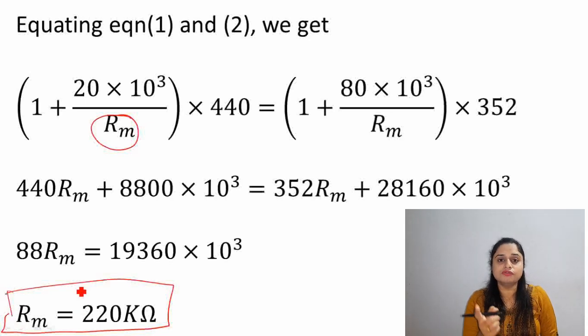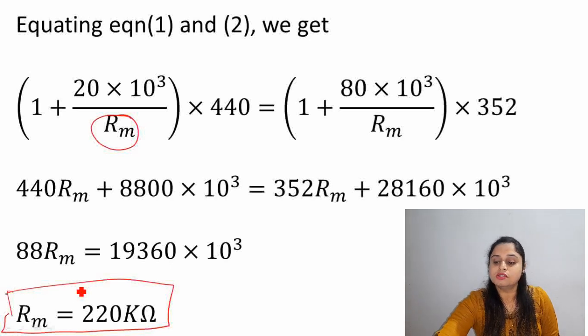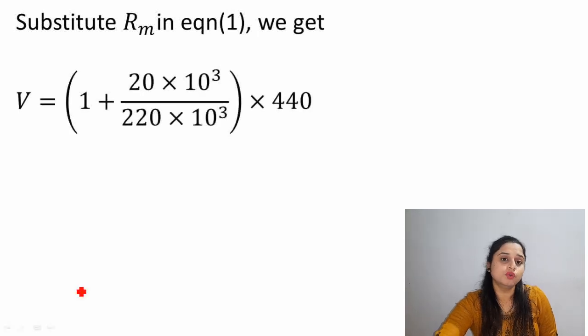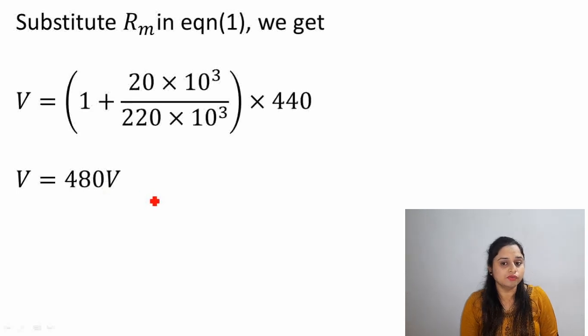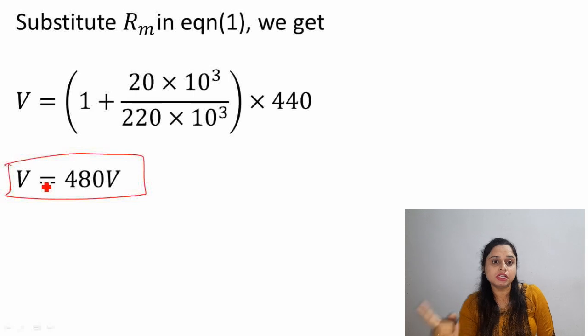Now substitute the value of this Rm in equation number 1 or equation number 2. Here, substituting in equation number 1, we get the voltage across the load as 480 volts. So what were the unknowns? Two unknowns: the voltage across the complete load denoted by V, and the meter resistance denoted by Rm. Both of them we have now obtained. Now substitute this V and Rm for the third condition.